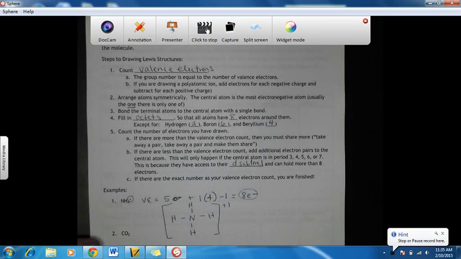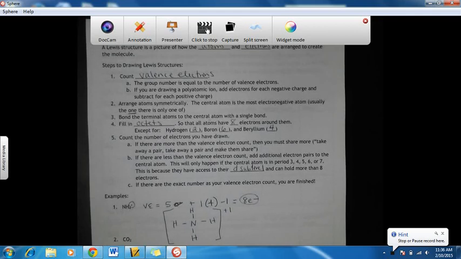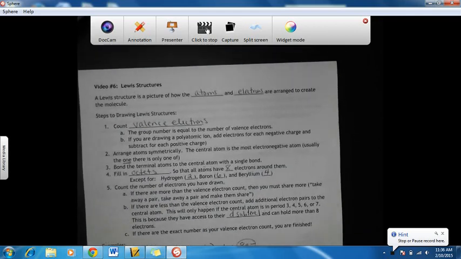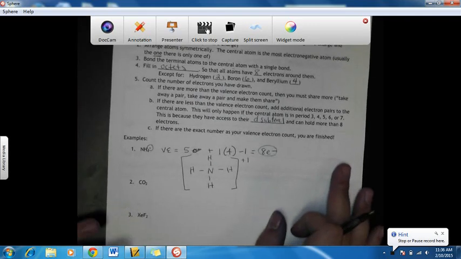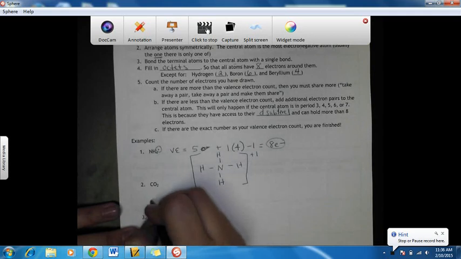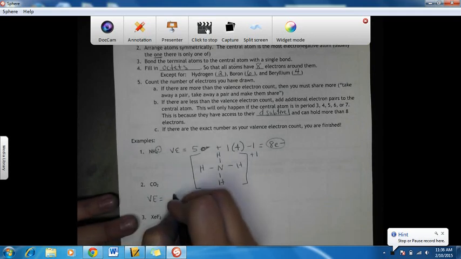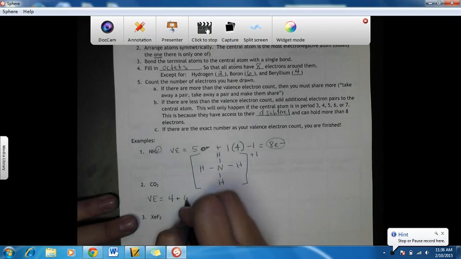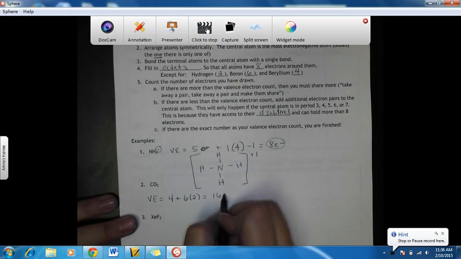That just indicates that it's an ion, it's charged, and not a molecule that is neutral. Alright, so CO2, carbon dioxide. So again, we count up our valence electrons. Carbon has 4. Oxygen's in group 6, so it's going to have 6 times 2, because there's 2 of them, and so we have 12 and 4 makes 16 electrons.